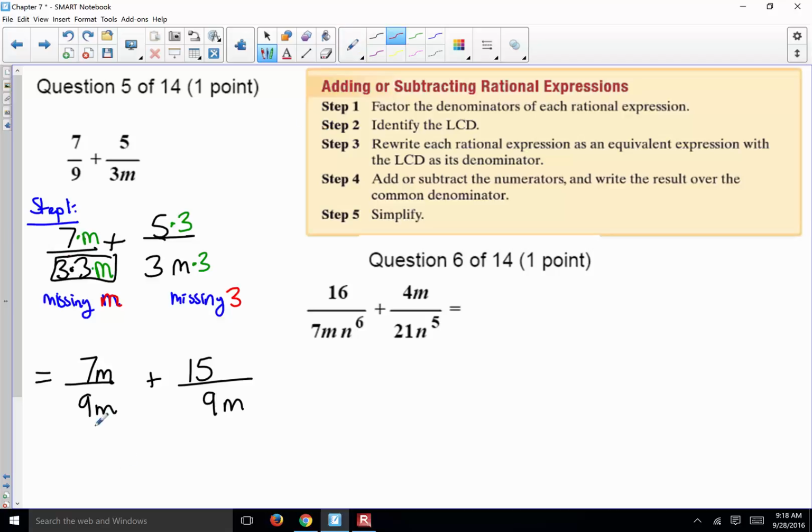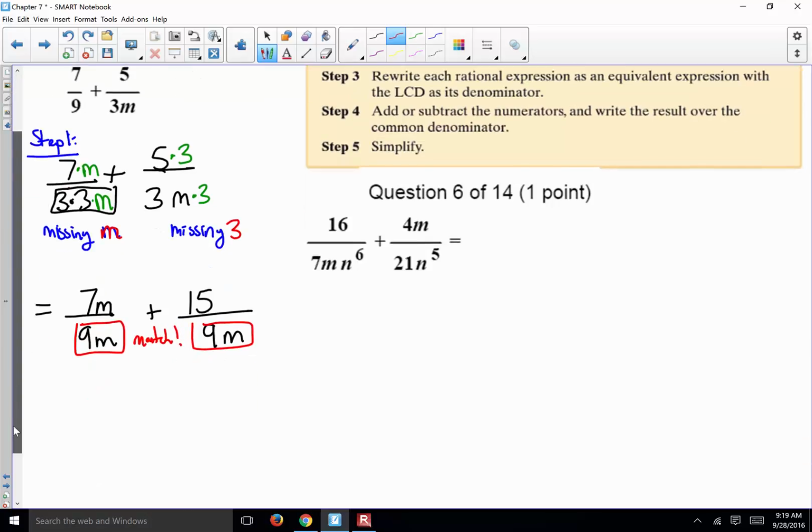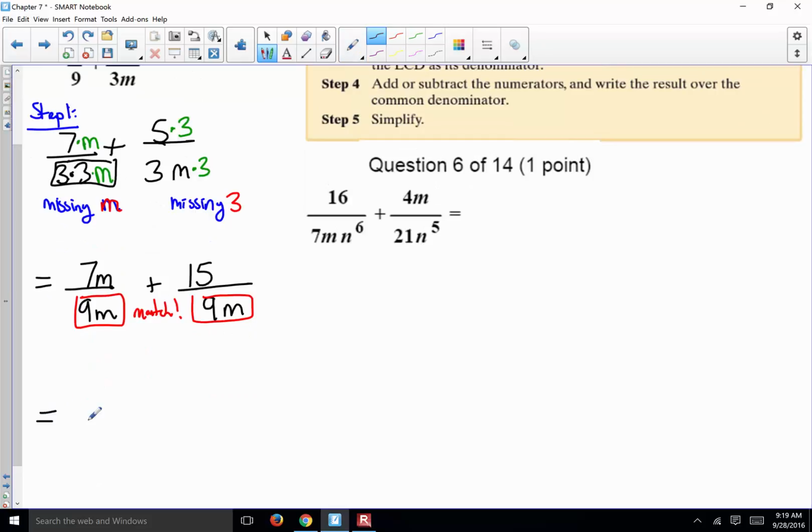Now check again. Do you have a matching pair of denominators? Is this a match? It's a match, right? So we have a common denominator. You can combine these two back here, right here. And what do I do with the tops? We simply put all these together, 7m, 15, and the sign between right here.